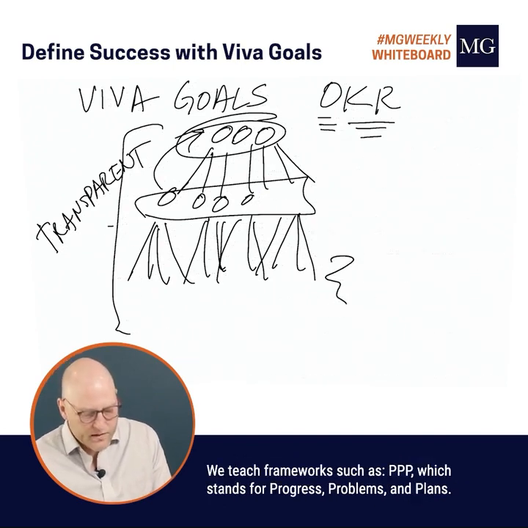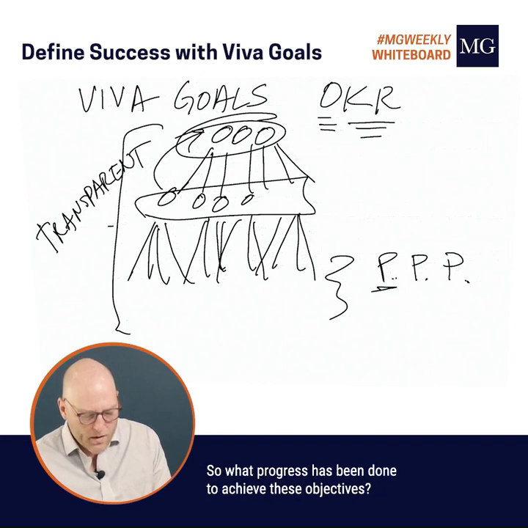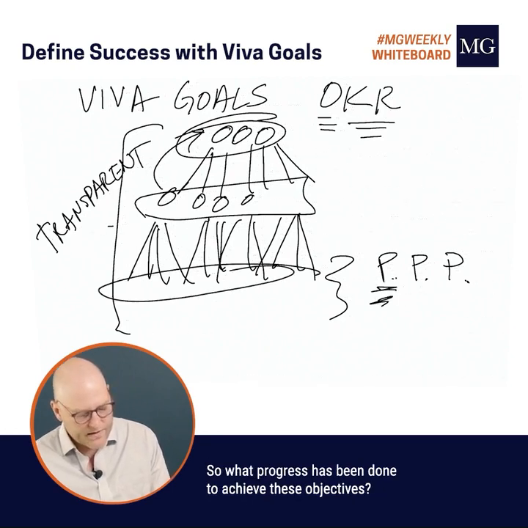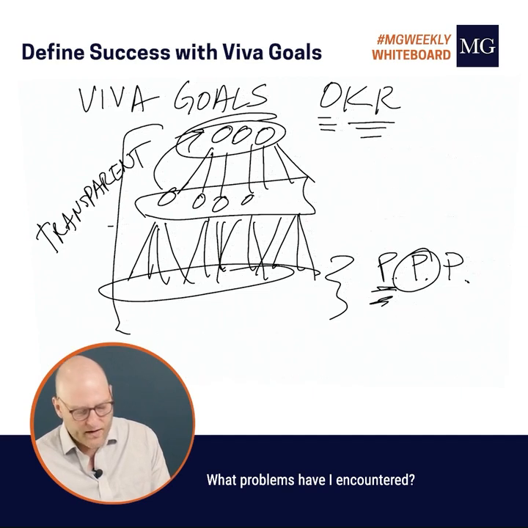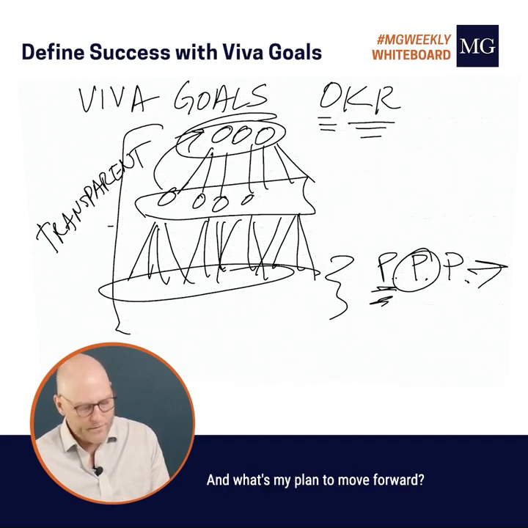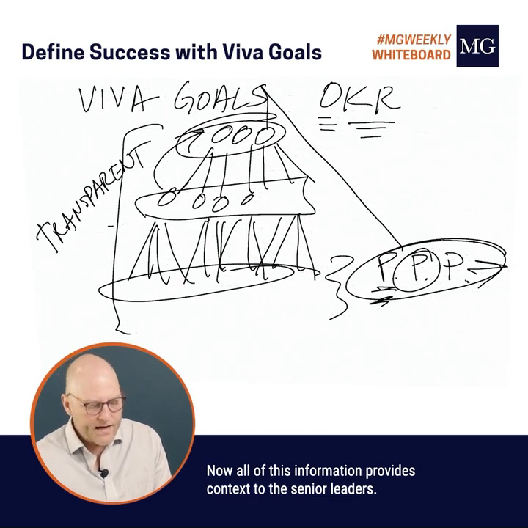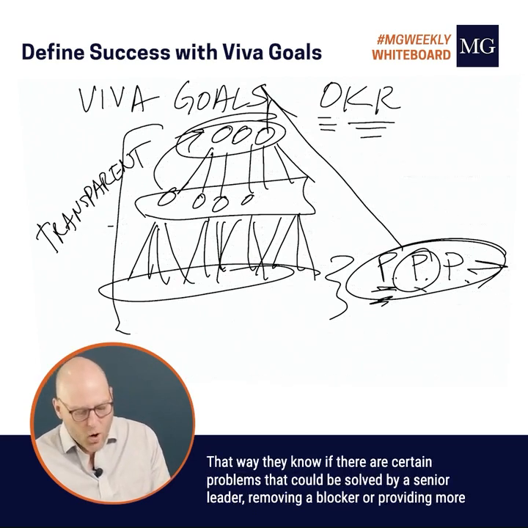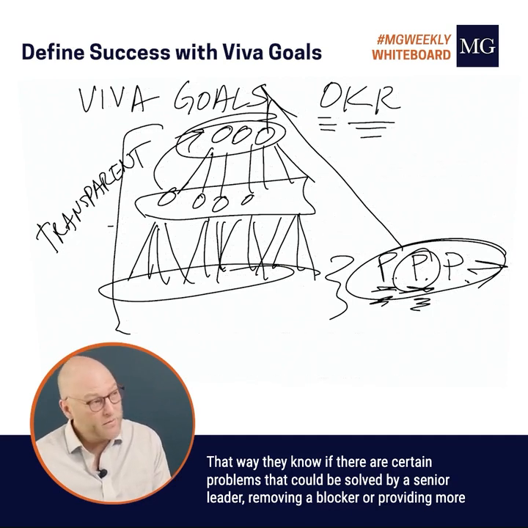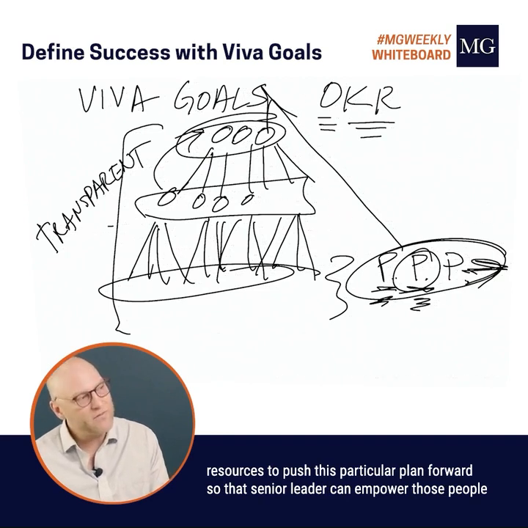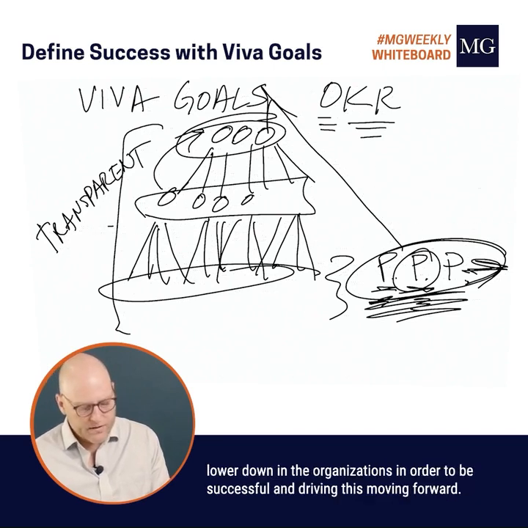We teach frameworks such as PPP, which stands for Progress, Problems, and Plans. So what progress has been done to achieve these objectives? What problems have I encountered, and what's my plan to move forward? Now, all of this information provides context to the senior leaders. That way they know if there are certain problems that could be solved by a senior leader removing a blocker or providing more resources to push this particular plan forward, that senior leader can empower those people lower down in the organizations in order to be successful in driving this moving forward.